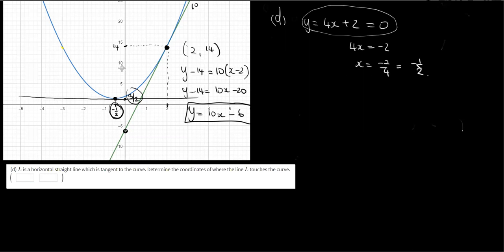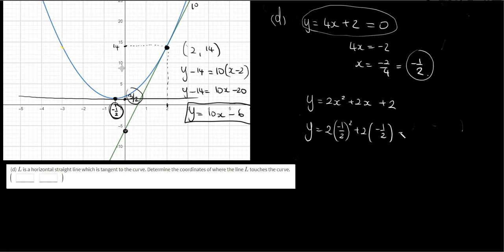Now that we found the x-coordinate of the point, we simply need to plug that into the original function. The original function was 2x squared plus 2x plus 2. Whenever you want to find the y value when the x value is given, all you need to do is plug the x value into the x's. And we get 2 times negative half squared plus 2 times negative half plus 2.